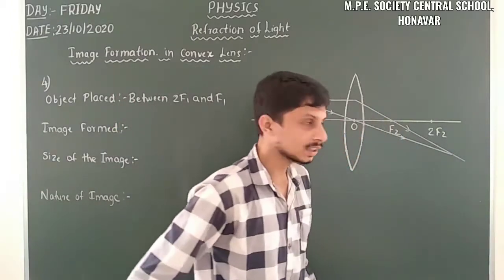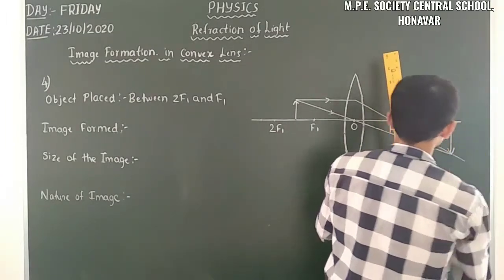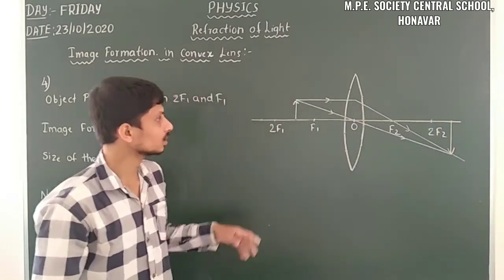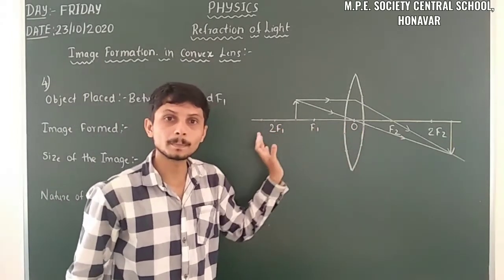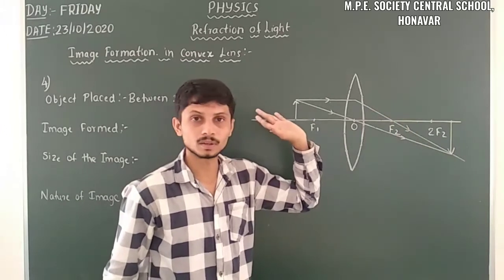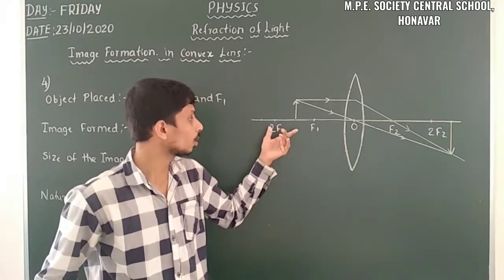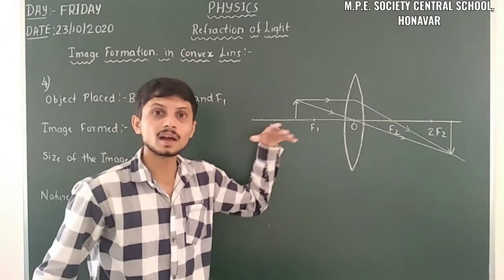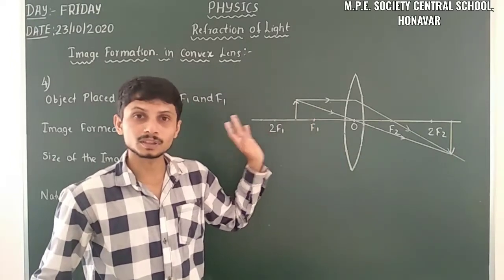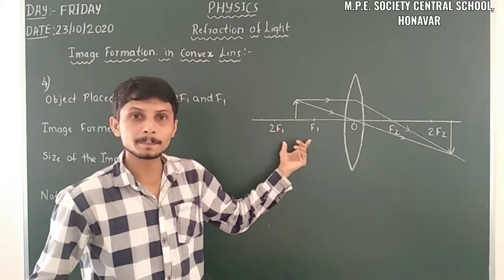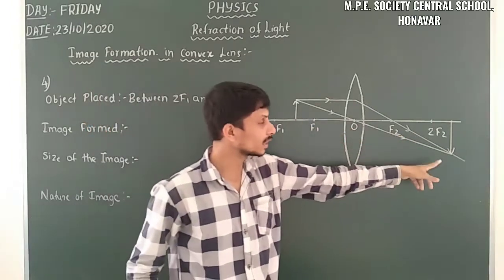So where is the image formed? Here the image is formed. Just look at the image formation. The image is formed far from 2f2, and look at the size of the image compared to the size of the object. It is enlarged, so the size of the image is greater than the size of the object here. Also, what is the nature of the image? It is real and inverted.